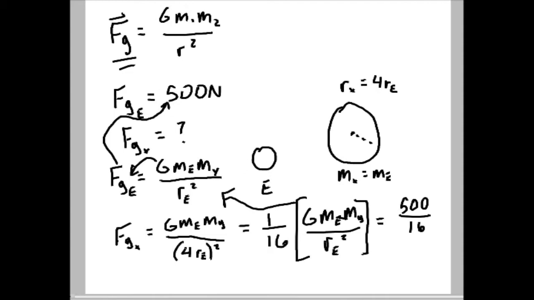So the trick to these types of questions is making one term look like the other. Make one equation look like the other. Get the one for F_GX in terms of everything that's in F_GE, the weight on the Earth. Okay, let's try another one.